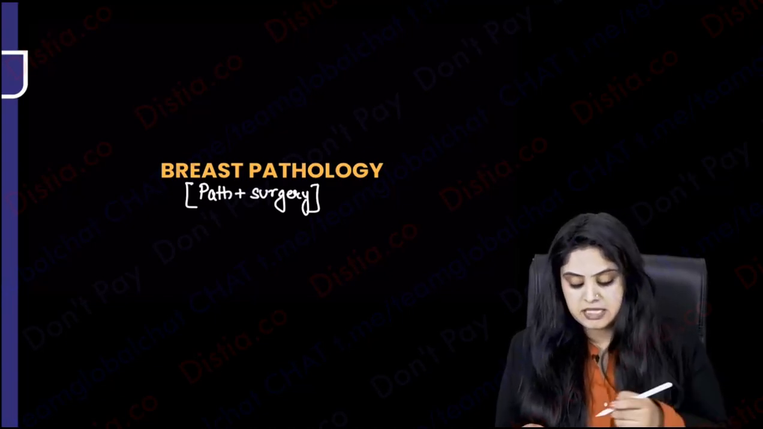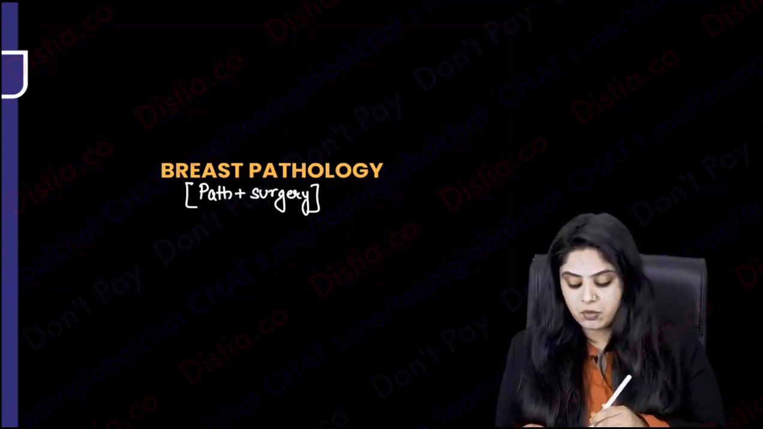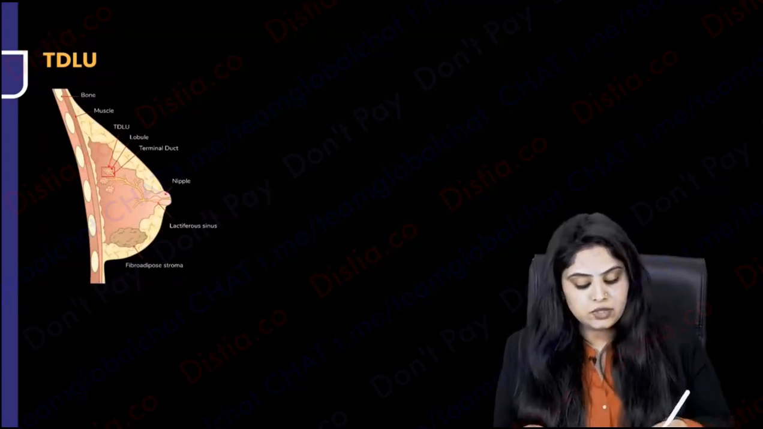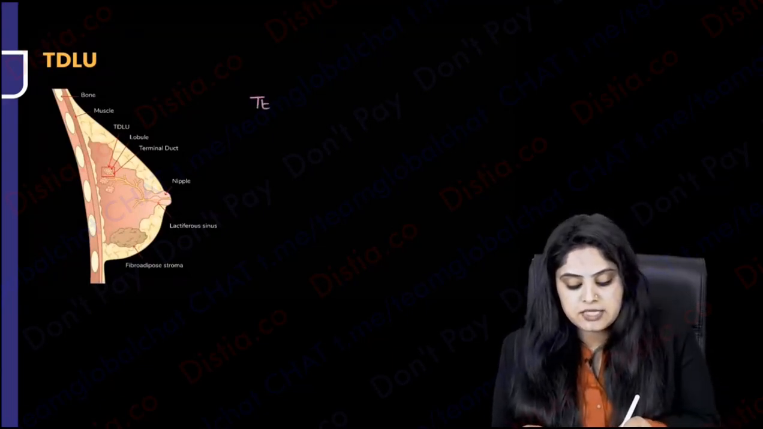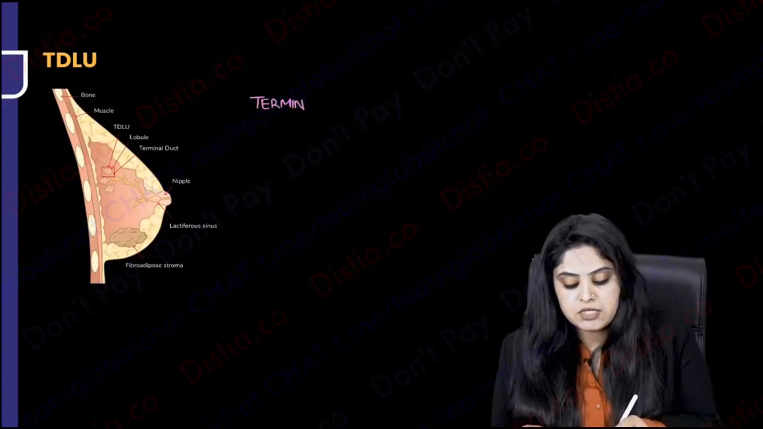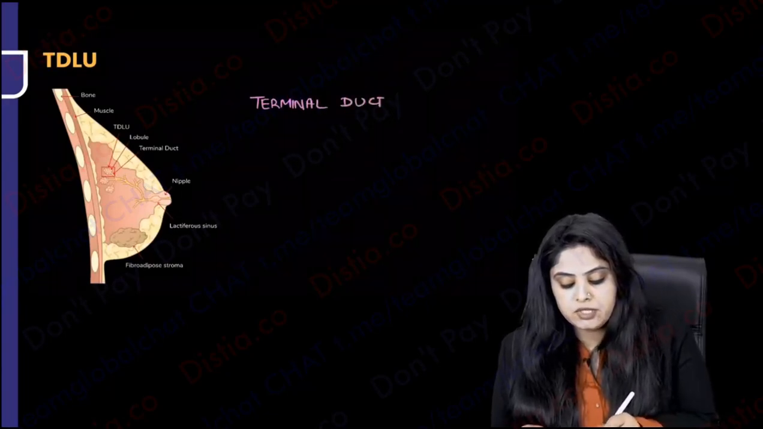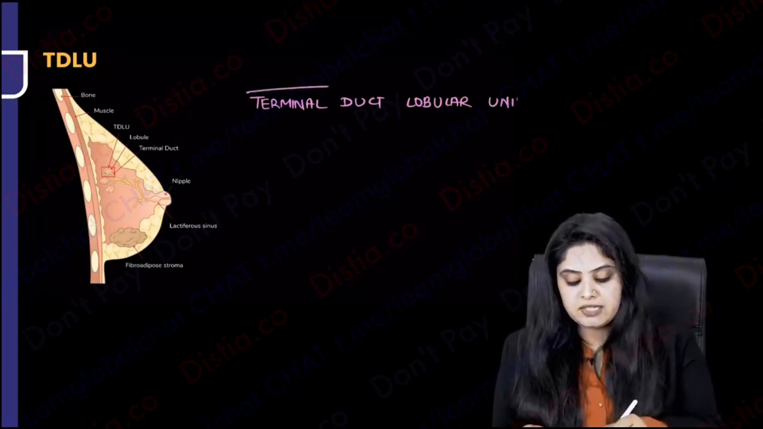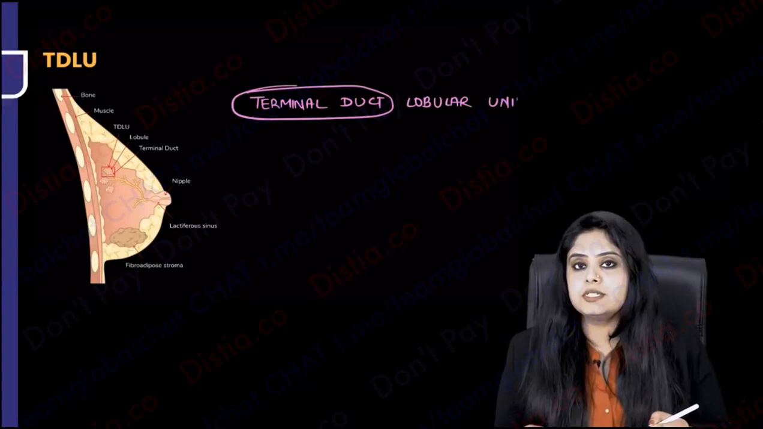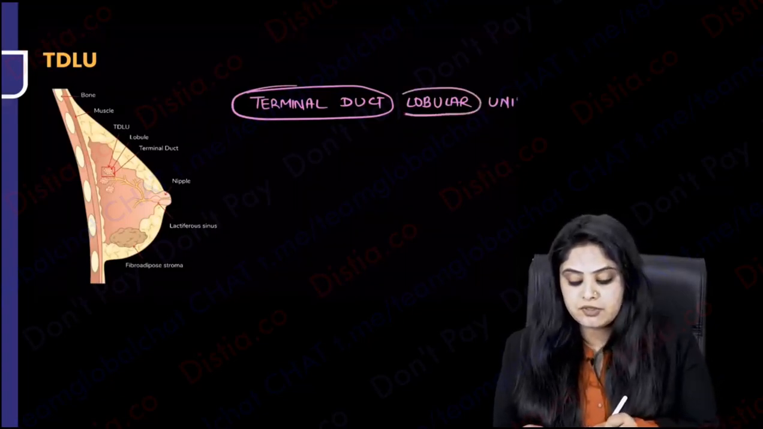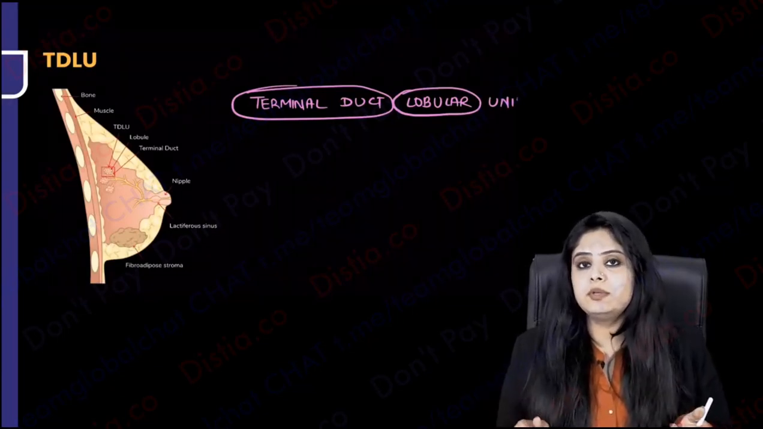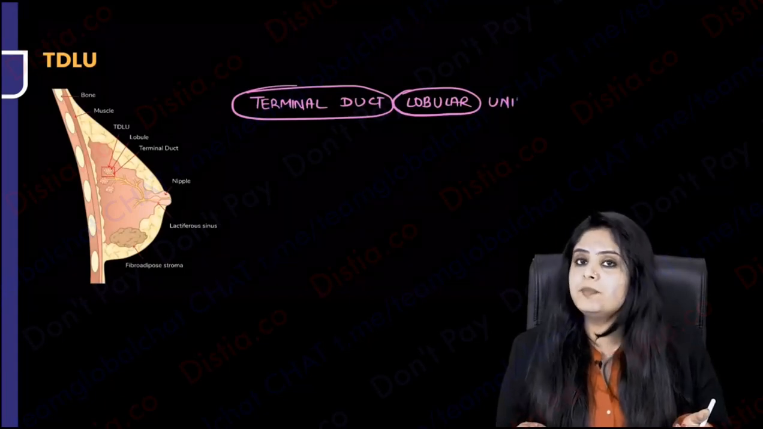On that note, let's begin, and before I start, I think it's very important that we go through the first basic unit, and that is the TDLU. For those who are unaware, what is a TDLU? TDLU stands for Terminal Duct Lobular Unit. So of course I'm going to talk about something that is going to comprise or happen in the terminal ducts. After that we are going to talk about something that is happening in the lobule. So when these two things are put together, we will be talking about terminal duct lobular unit.